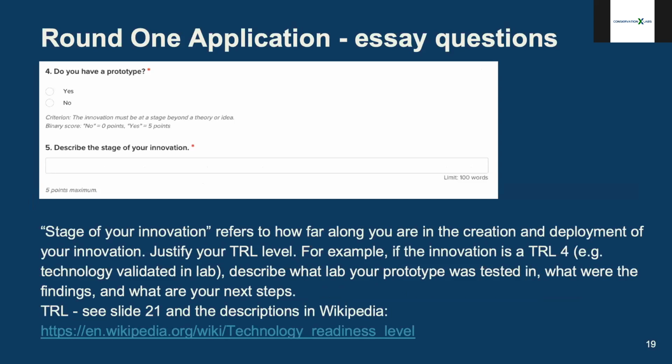What we mean by the stage of your innovation is how far along you are in the creation and deployment of your innovation. You basically want to justify your technology readiness level here, which is the next question. For example, if your innovation is at a TRL 4, where your technology has been validated in a laboratory, just describe what your lab prototype was tested in, under what conditions, what were some of the findings, and what are your next steps.